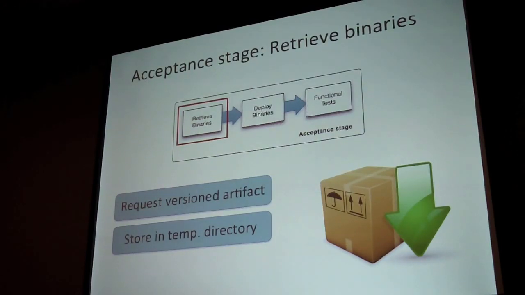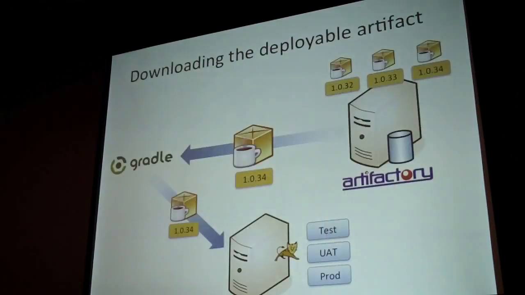What I personally like to do is create a task which simply downloads it from Artifactory. They expose an API, which you just have to put together. So it's a RESTful URL that you put together. You already know the version number, and you retrieve that artifact and store it in some sort of temporary location in your project.